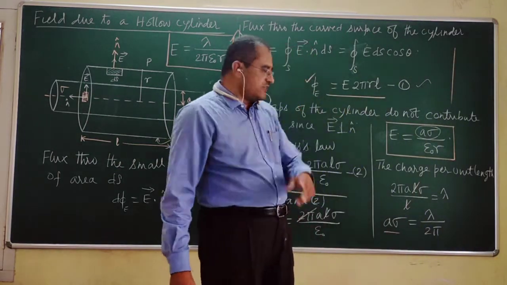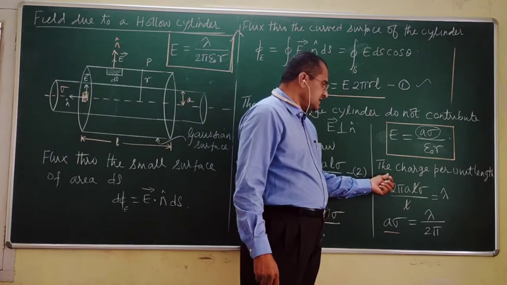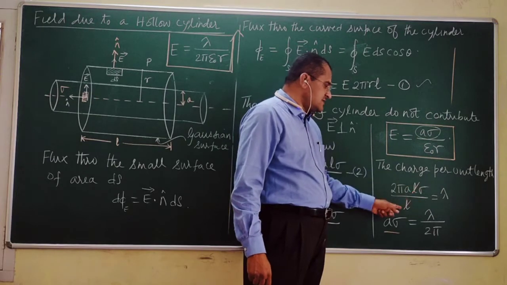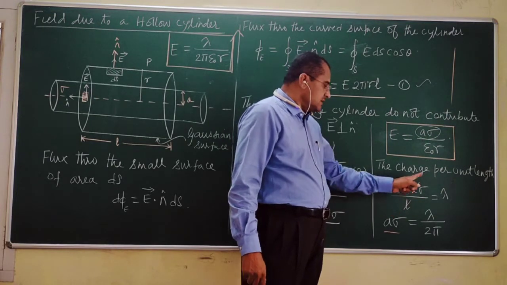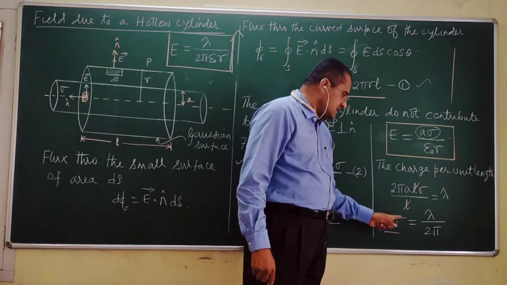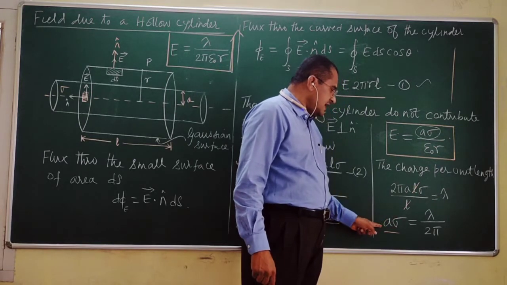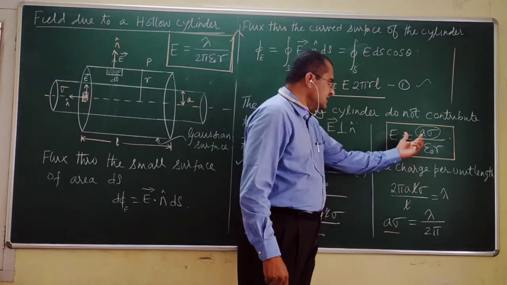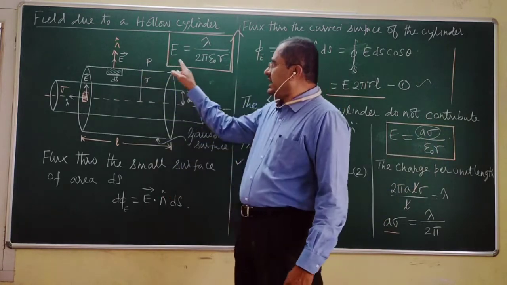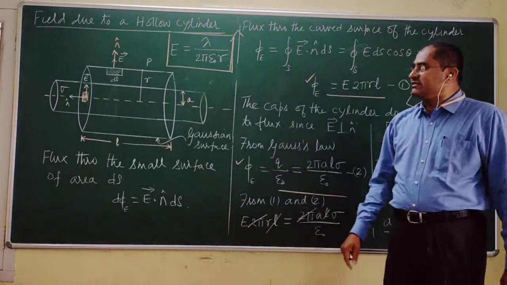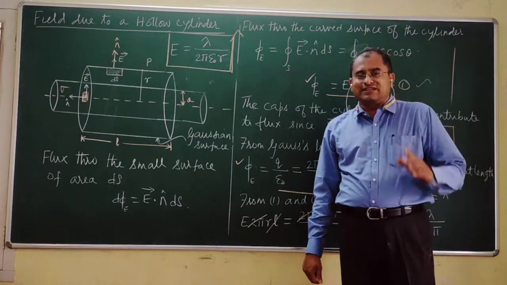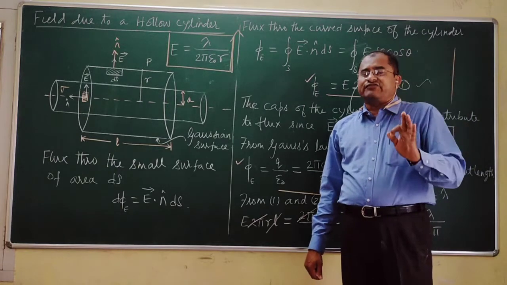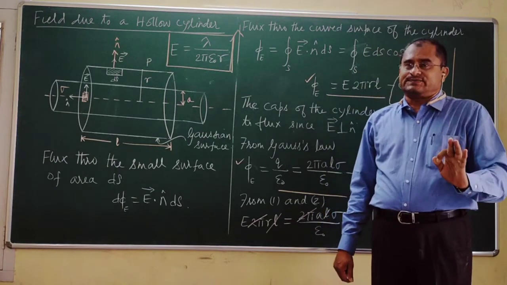We can further modify the expression by writing the charge per unit length. Charge per unit length is the total charge divided by length, and that is denoted by lambda. Therefore, from this I end up with A sigma is equal to lambda by 2 pi. This value of A sigma, if I substitute here, I end up with an expression E is equal to lambda by 2 pi epsilon naught r, which is exactly the same expression which we have derived for a line charge.